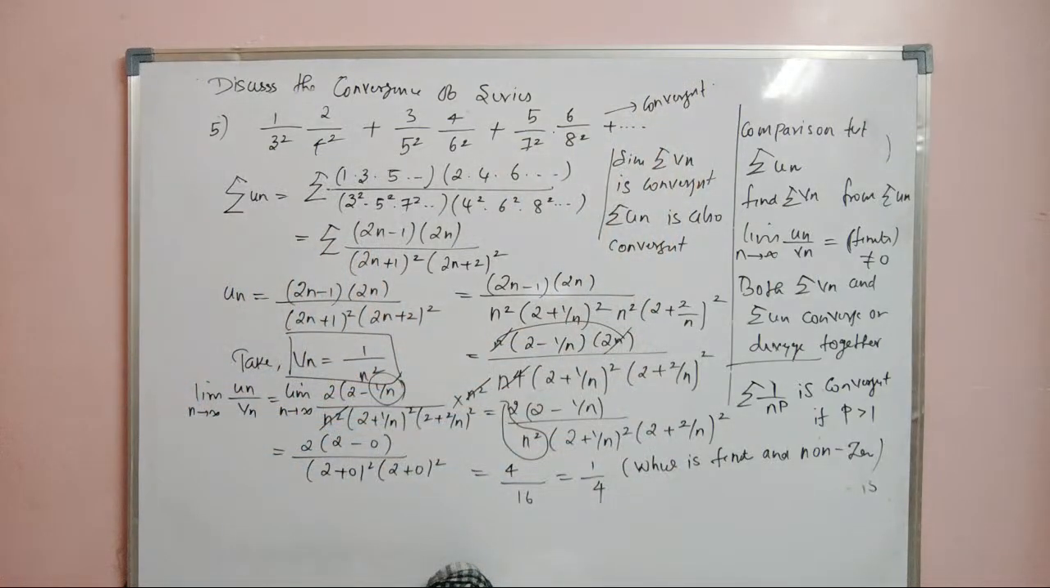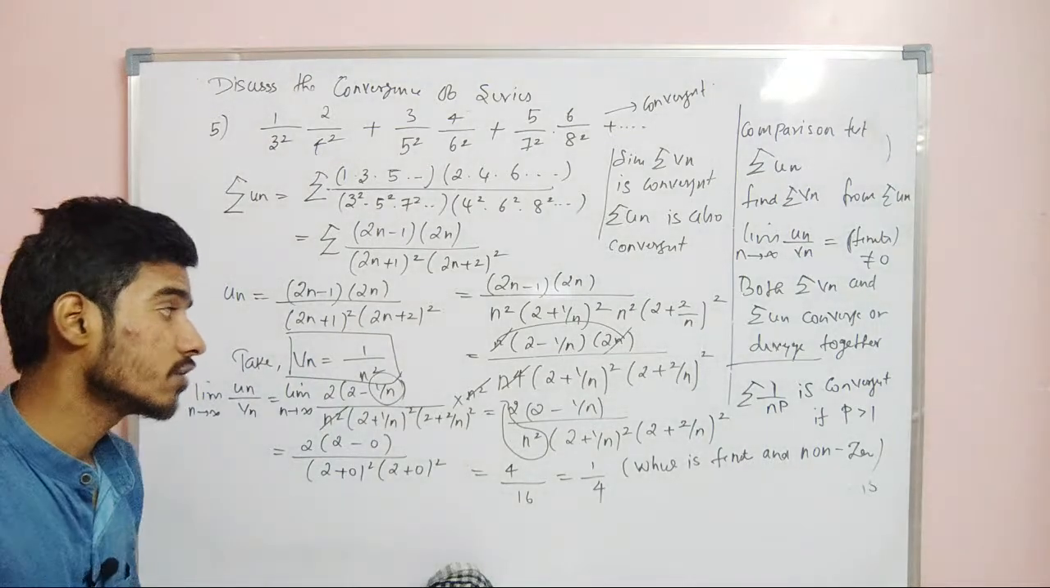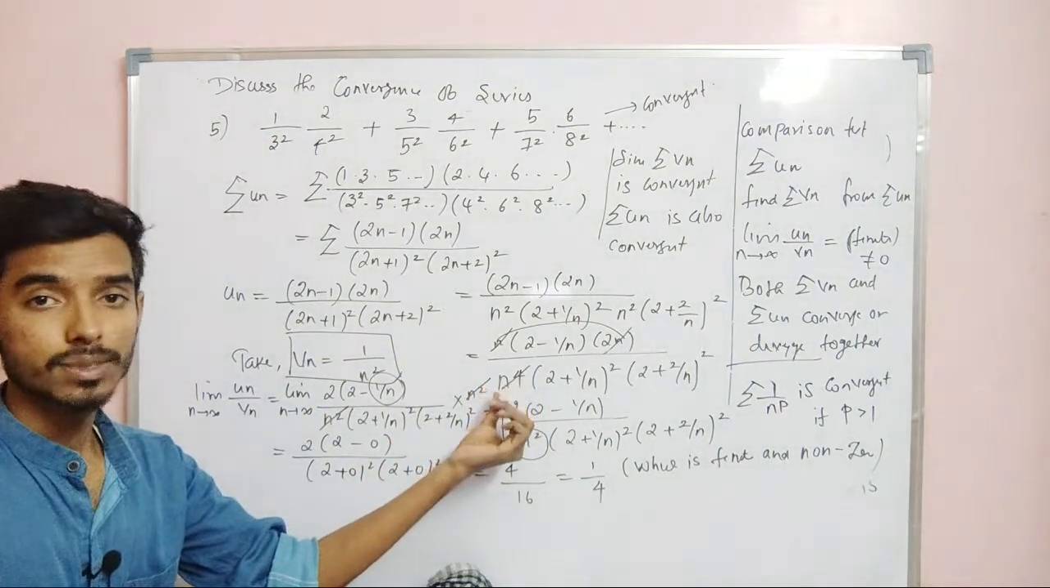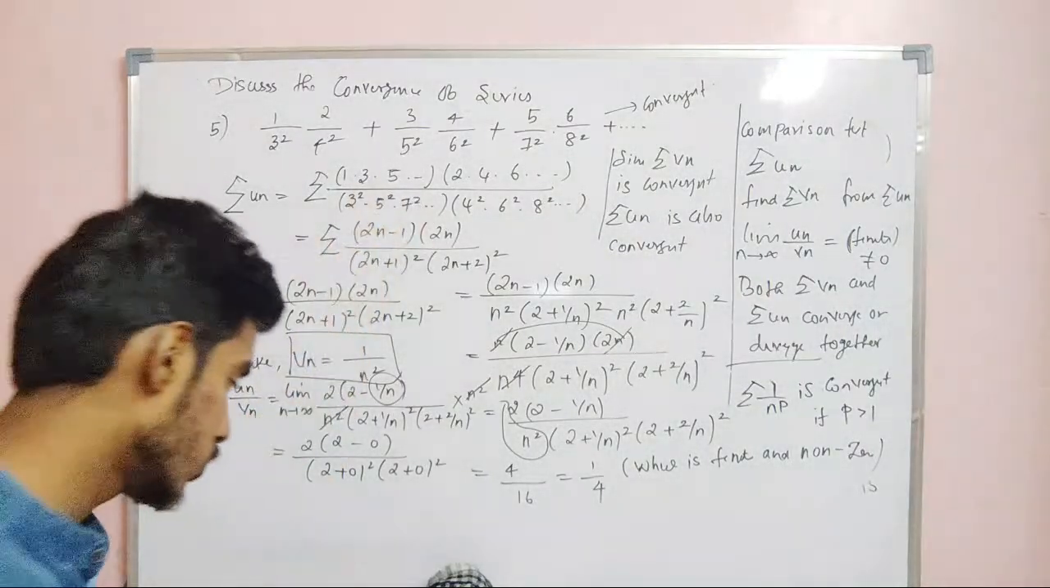So actually very easy. You just have to find the nth term. After finding the nth term, you simplify, then you find bn, and you find the limit as n tends to infinity of un by bn. If it is finite and non-zero, both un and bn converge or diverge together. And since we have taken bn equal to 1 by n square, the important thing is you have to take bn as the highest power in the denominator.